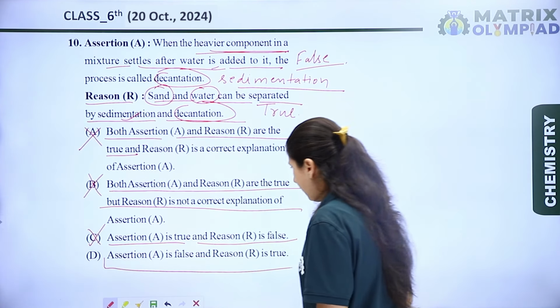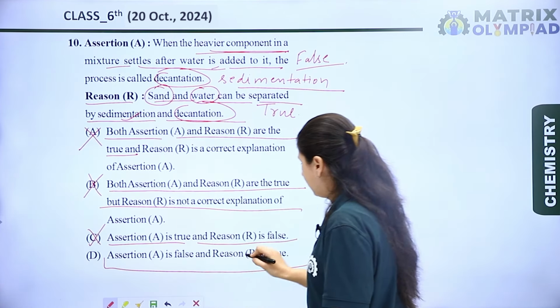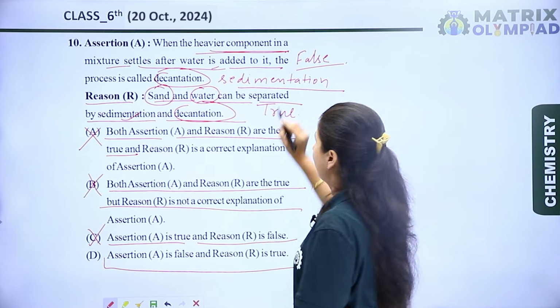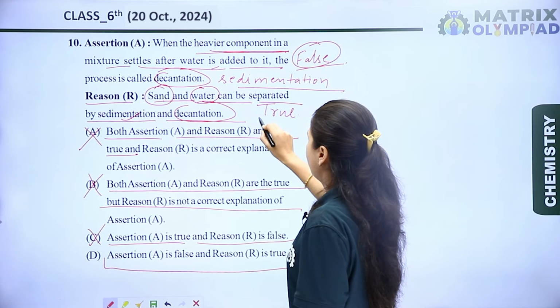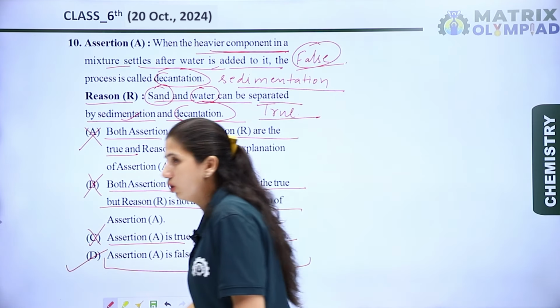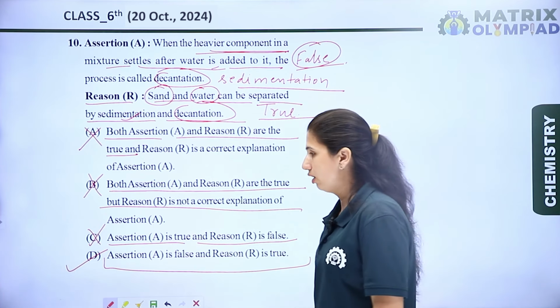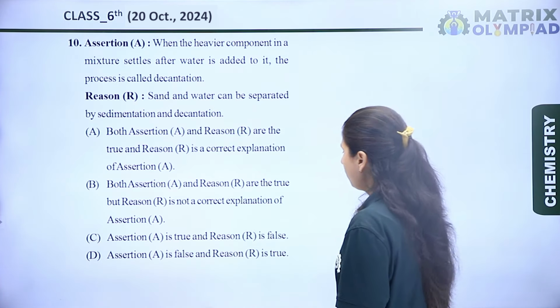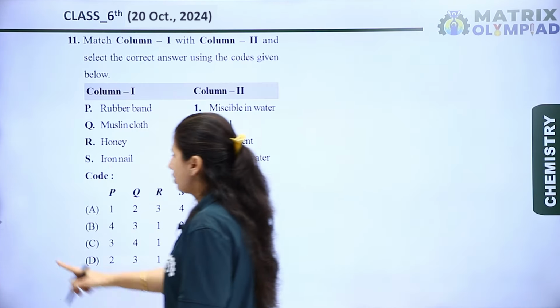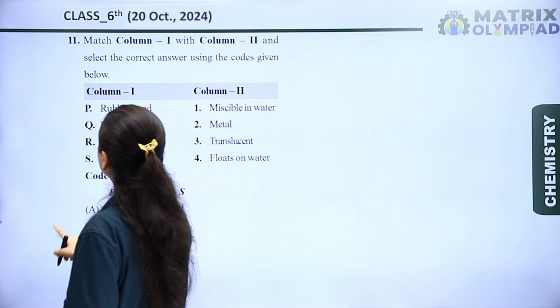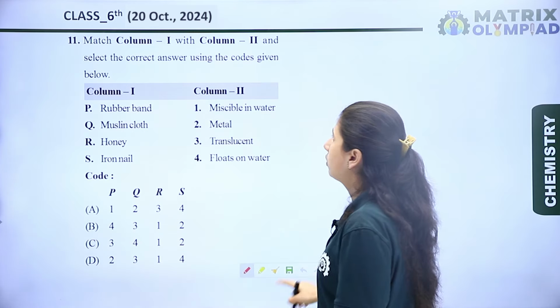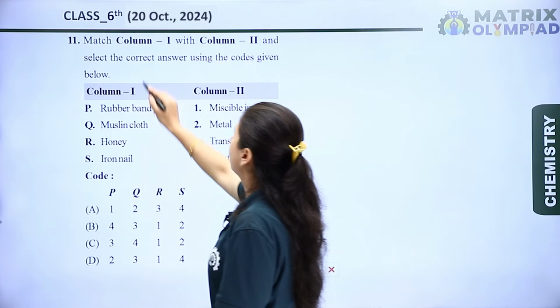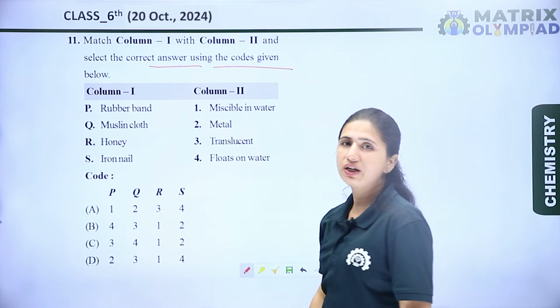The last one is assertion is false and the reason is true. Yes, assertion is false and the reason statement is true. So option D is the right option for this question. Now let's see the next question. The next question is, match column first with column second and select the correct answer using the codes given below.